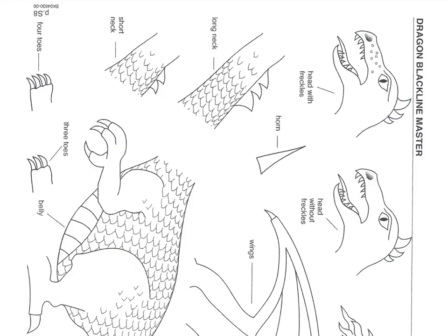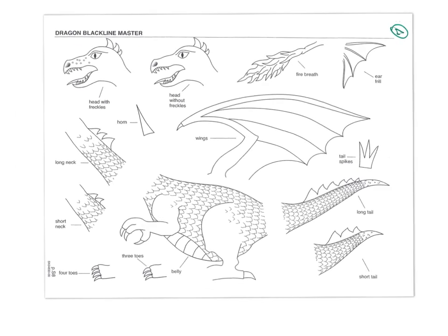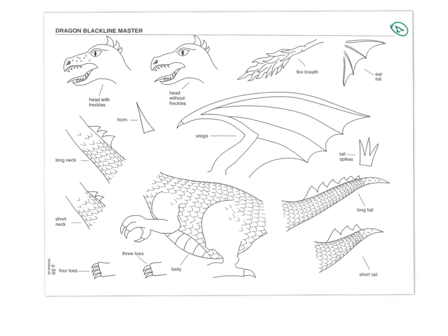So now here is your baby dragon parts. You're going to decide, what does your baby's phenotype have? Does it have freckles? Does it have a long neck or a short neck? Does it have 4 toes or 3 toes? A belly? Does it have a long tail or short tail? Or does it have tail spikes or not? Wings or no wings? Ear frills or no ear frills, fire breathing or not? You have to make those decisions based on the genotypes and phenotypes that you've created in your charts.